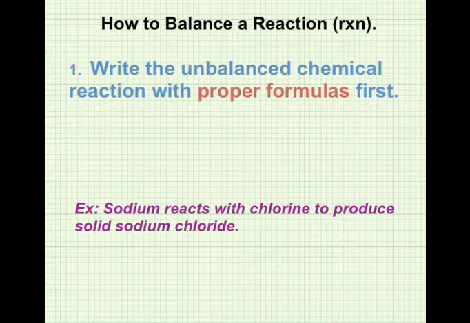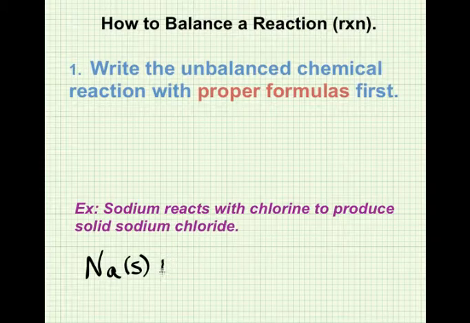The very first thing that you want to do is write the unbalanced chemical reaction with the proper formulas first. This is going to be key. So let's take a look at this example. I've got sodium reacts with chlorine to produce solid sodium chloride. I'm not told otherwise, so I'm going to assume that sodium is in the solid state because it's an element. It's a metal, pardon me. It's on the left-hand side. We're at room temperature. I'm going to say that it's solid.